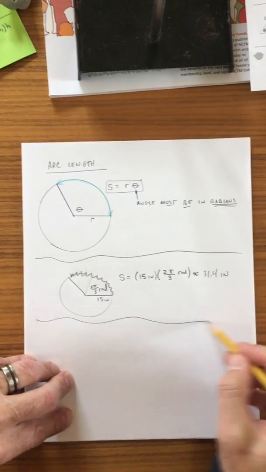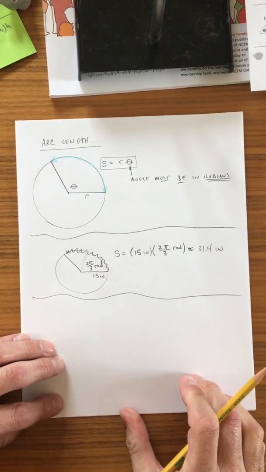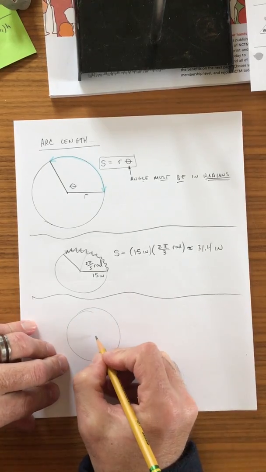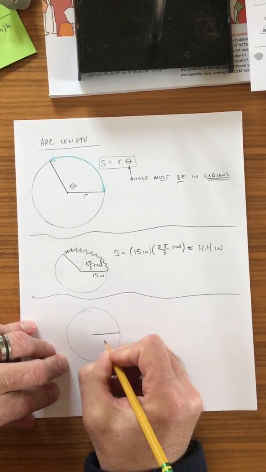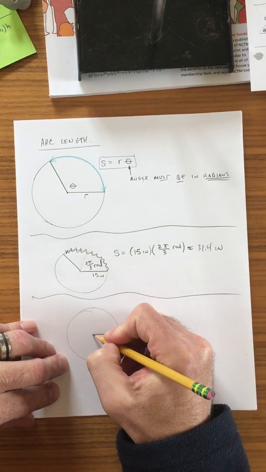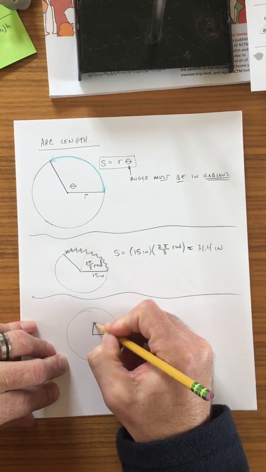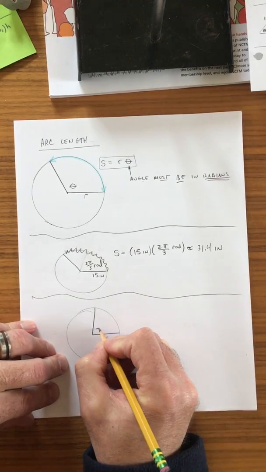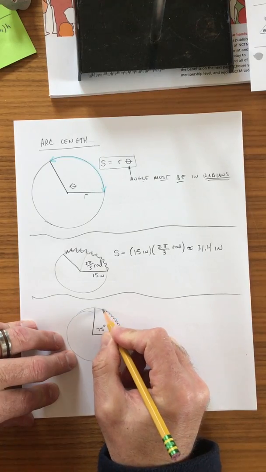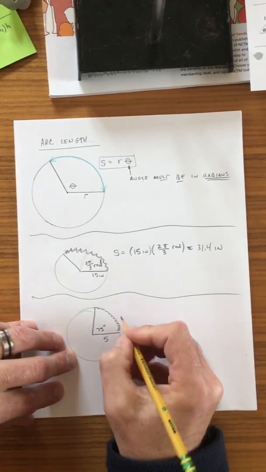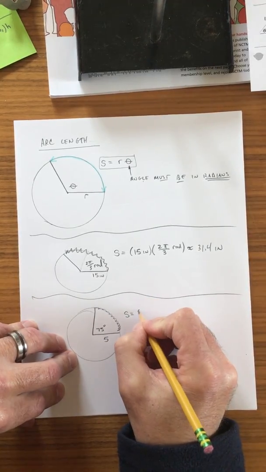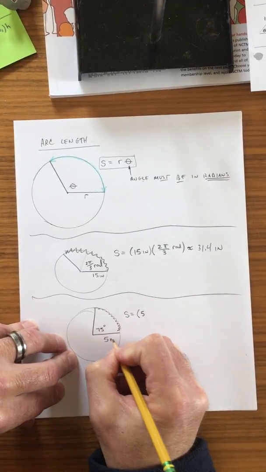Okay, let's do one more example, and let's say that the radius is, I don't know, we'll say it's 5, and then let's say that our angle is 75 degrees, and we want to find that arc length. So S equals the radius, which is 5. Let's make that centimeters.